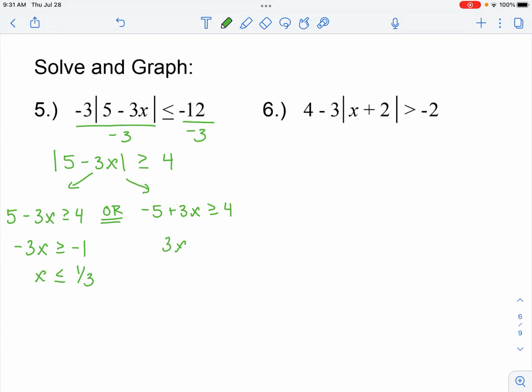Now when I solve the other one, I'm going to get 3x is greater than or equal to 9. And when I divide out the 3, I don't need to flip the symbol around because I'm not dividing by a negative. Keep in mind, it's x is less than or equal to 1/3, or x is greater than or equal to 3. And now I want to plot this on a number line.